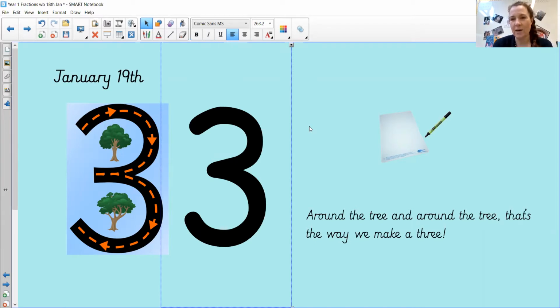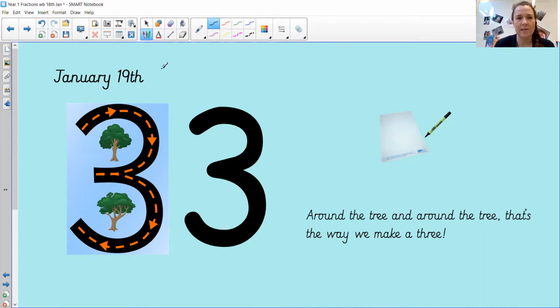Today we're going to be looking at number 3. So lovely rhyme for this one. It's around the tree, around again. That's the way we make a 3. So around the tree, that's the way we make a 3. And if I get my pen, I can do that with you. So I'll say it again. Okay, so around the tree, that's the way we make a 3.